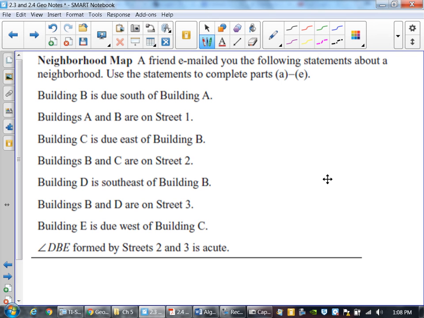All right, anyway. B is due south of A. So we placed it, due south. It's on street 1. C is due east of B. Where do I put C then? To the left or to the right of B? Correct. Then it says C and B are on street 2. D is southeast of B. Where does that go? Writing down, diagonal here. Okay, and then it's on street 3.